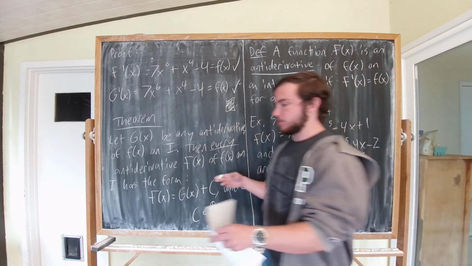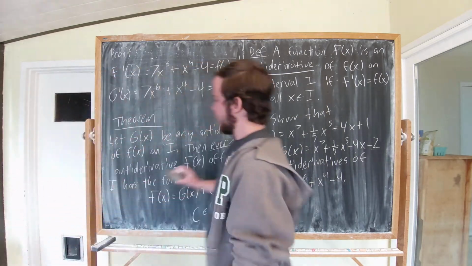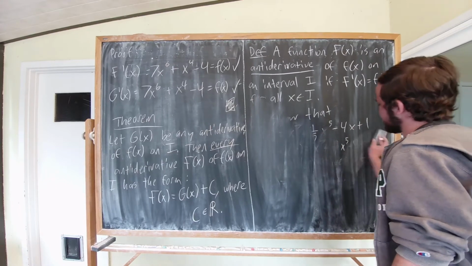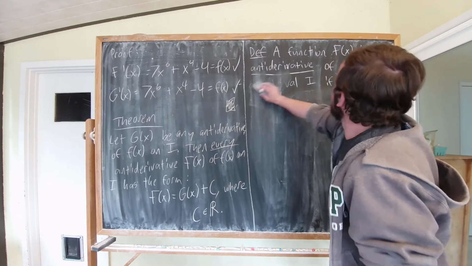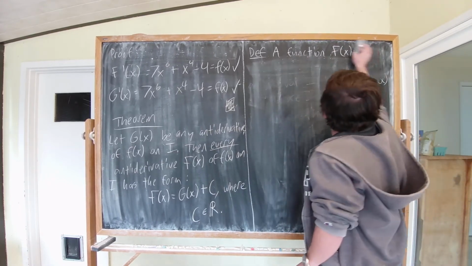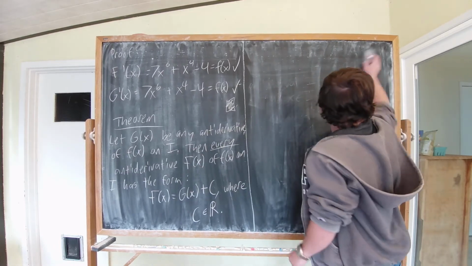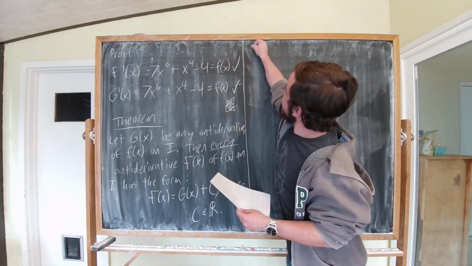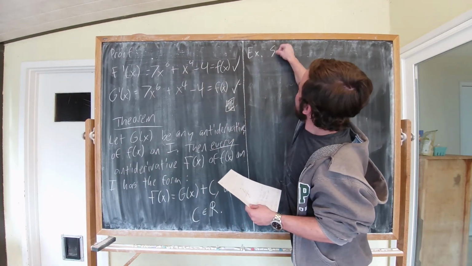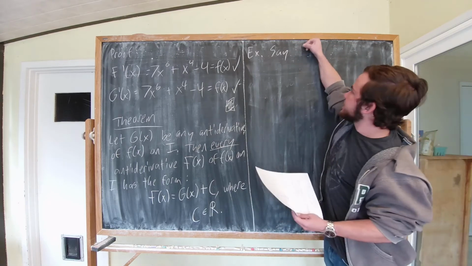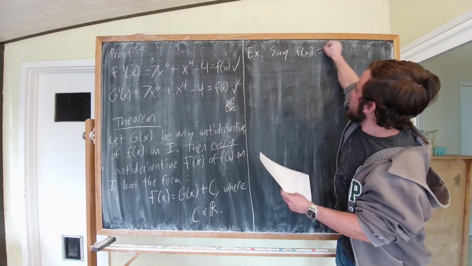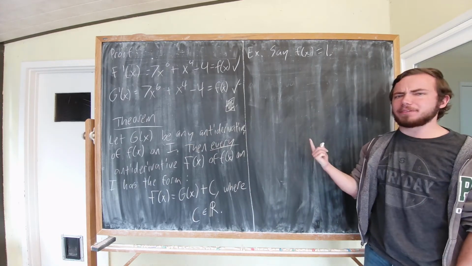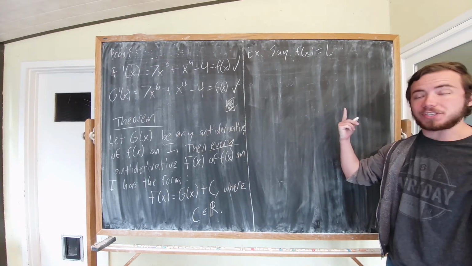Okay, so let's move forward and see an example of what that means pictorially. Let's say little f of x is 1. Well, the clear antiderivative of this one would be just x.